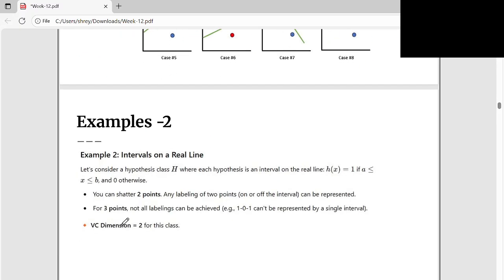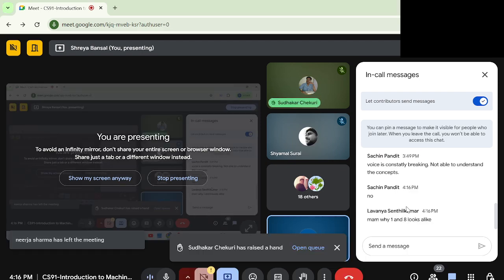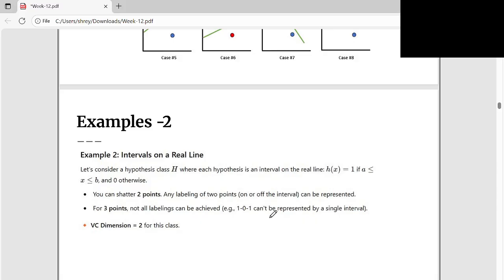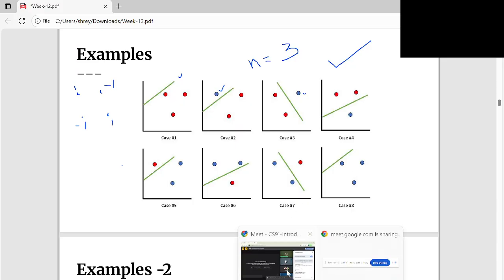Now the hypothesis class is like an interval. Any doubt? 1 and 8 look alike. Yes, 1 and 8 look alike because red means -1, blue means +1. The class is binary, so that's why they look alike. The colors are different.